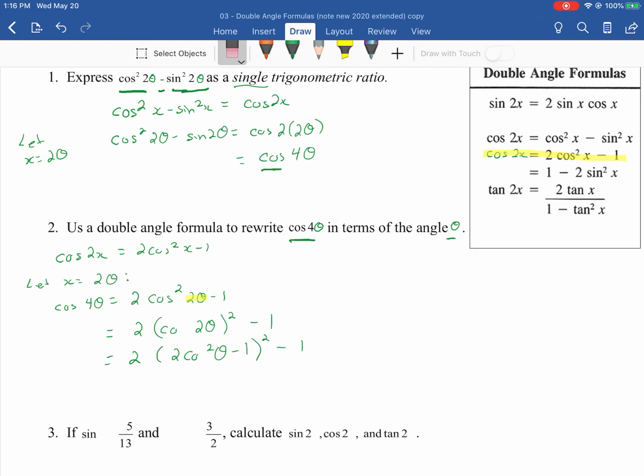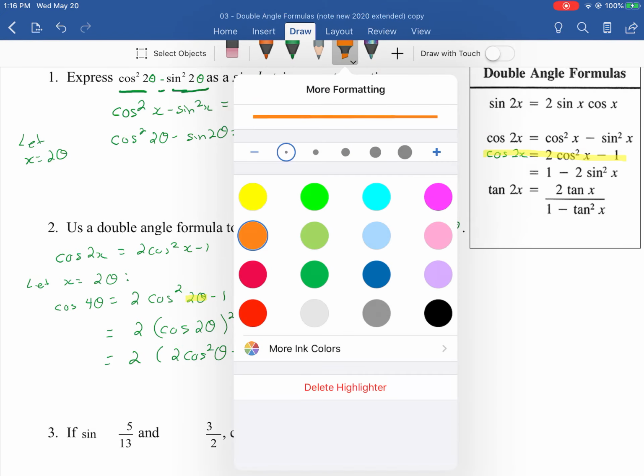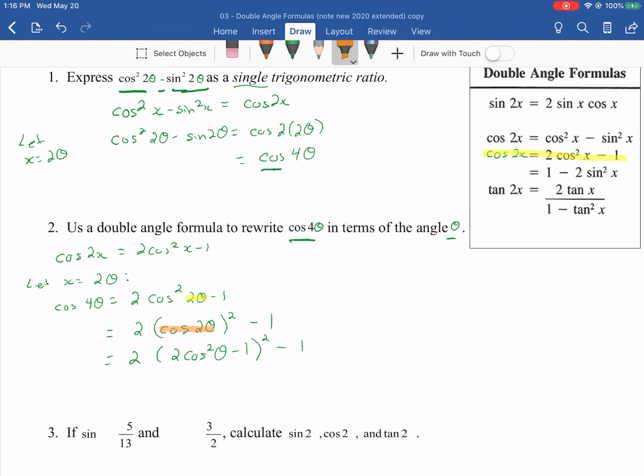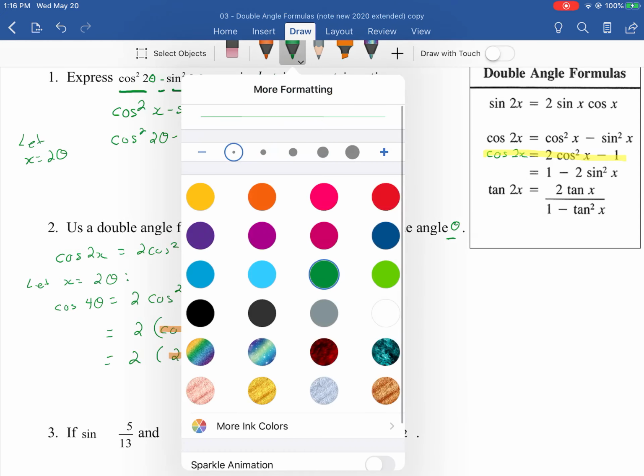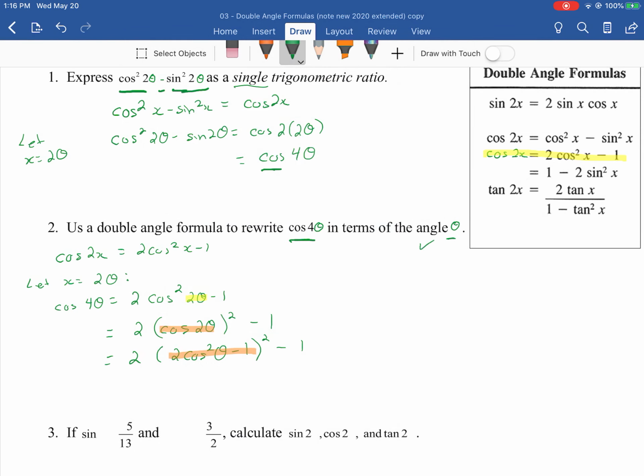Okay, highlight both of those. I've just replaced cos 2 theta. Now I'm unhappy with that. I really want that to look different than the previous one. So let me get rid of that. And I'm going to highlight it in a slightly different color to show the different thing I did there. I took cos 2 theta and I replaced it with 2 cos squared theta minus 1.